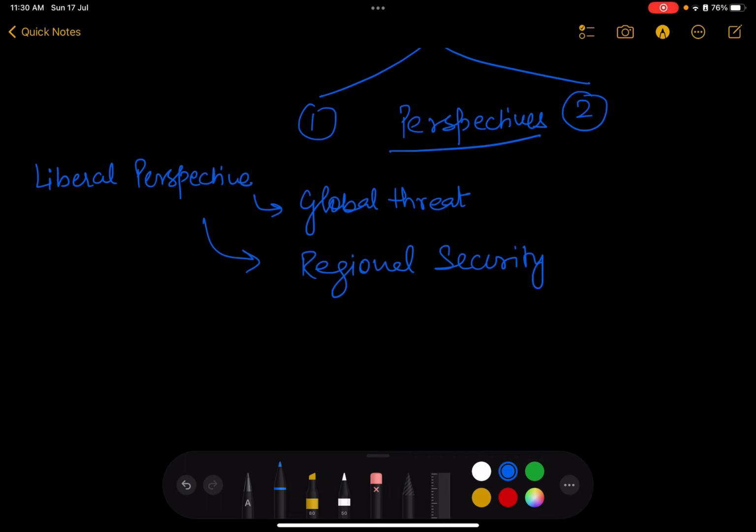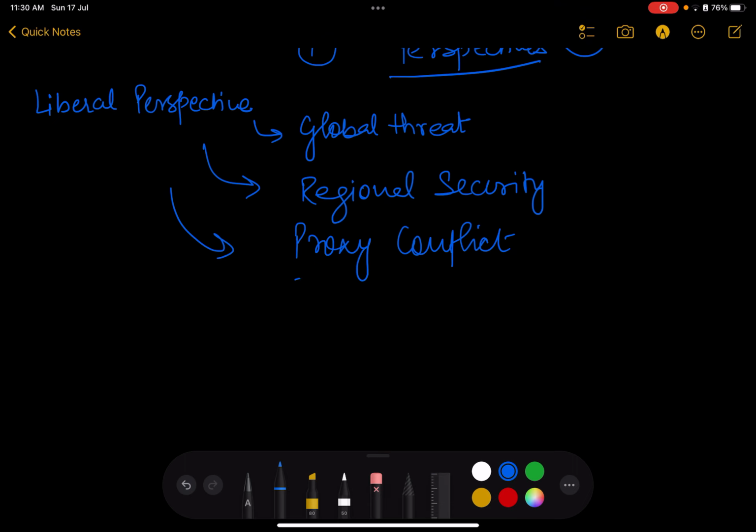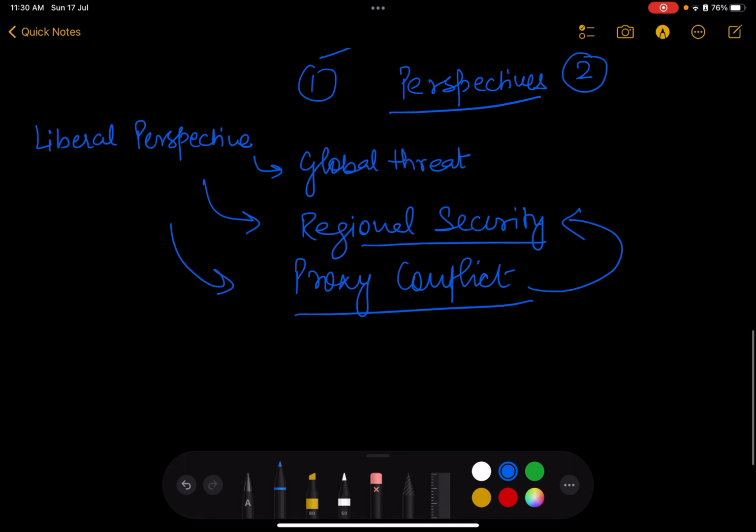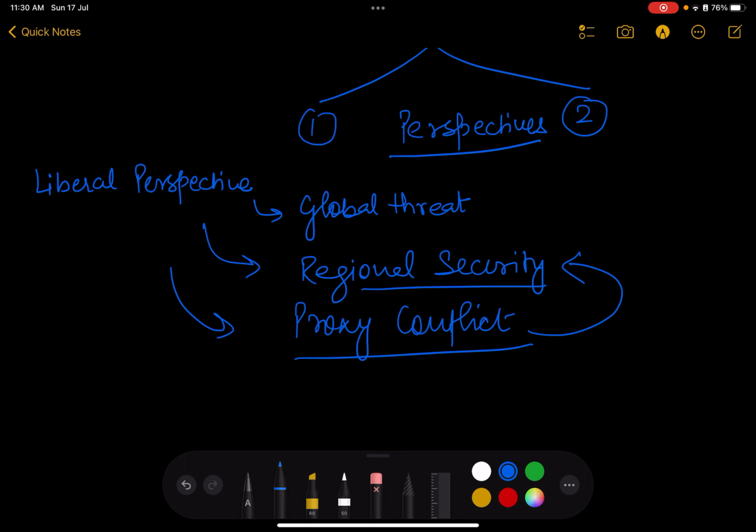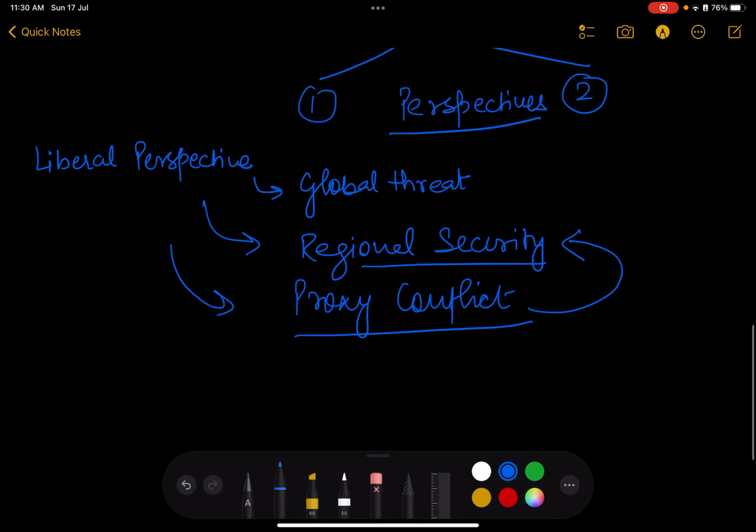So in that sense, Mali can almost be regarded as a proxy conflict. That means Mali is a proxy conflict to generate regional stability. Alright, so a proxy conflict to generate regional security or stability. This is what the liberal perspective talks about. Now, let's go to the second one.